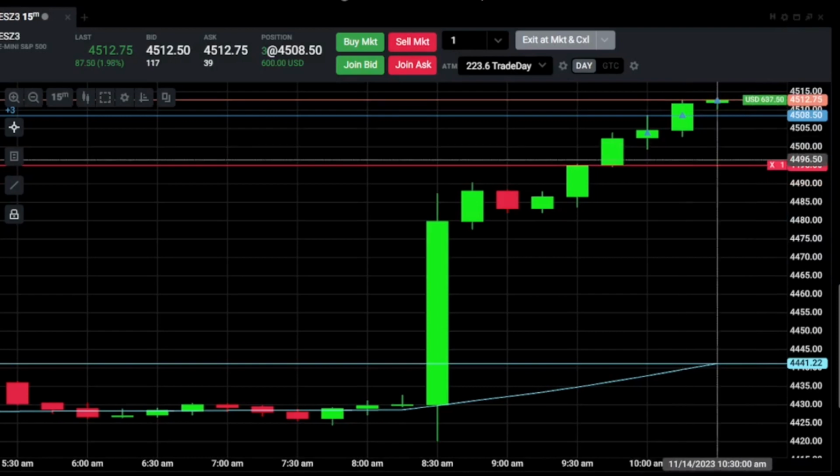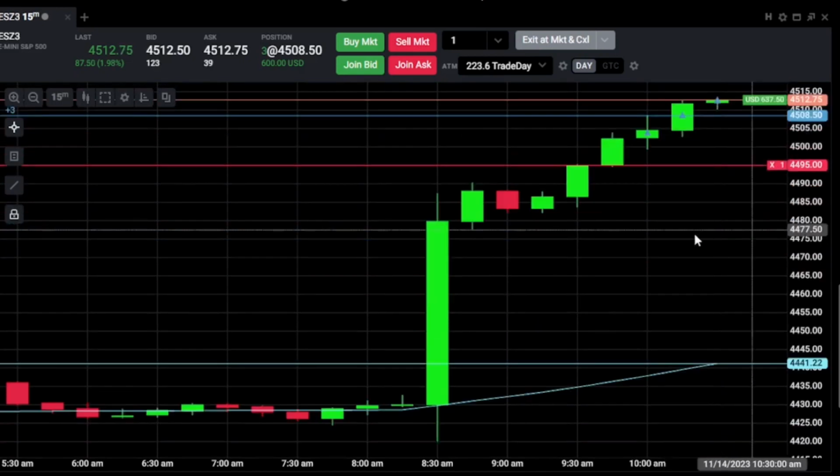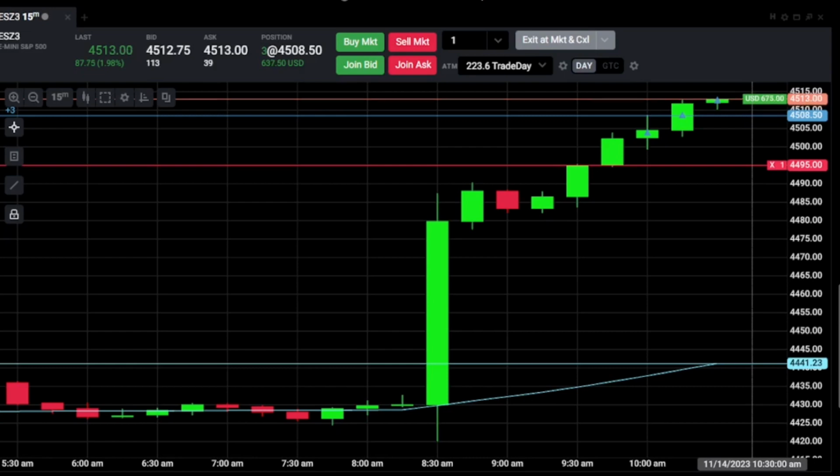So I'm going to sell 1 contract at 45.25. Then I will sell the next 2 contracts at 45.28. So now we have 3 contracts. And again, I'm not going to add any more until we sell at least 1. So again, we're going to see how this trade plays out.